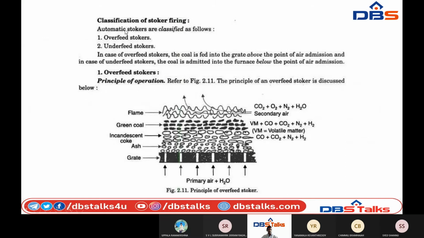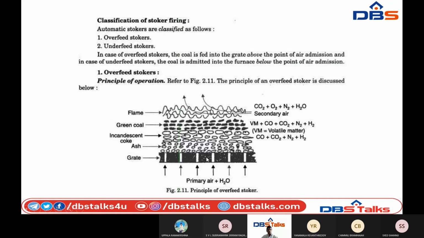Classification of stoker firing. Automatic stokers are classified into two types, overfeed and underfeed. In the case of overfeed stokers, the coal is fed into the grate above the point of air admission. In this figure, the black bar with white heads shows the grate. The coal is fed into the grate above the point of air admission. From this point, I am supplying the air into the grate.